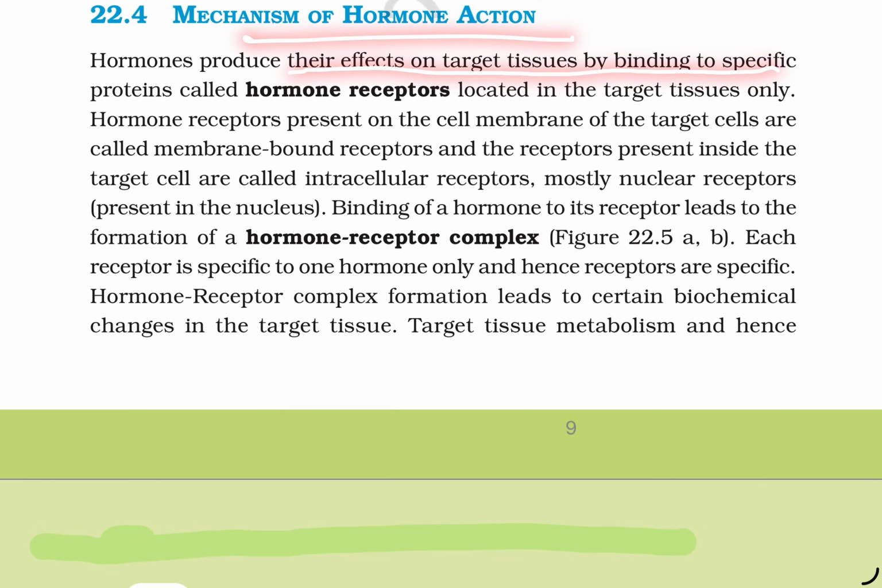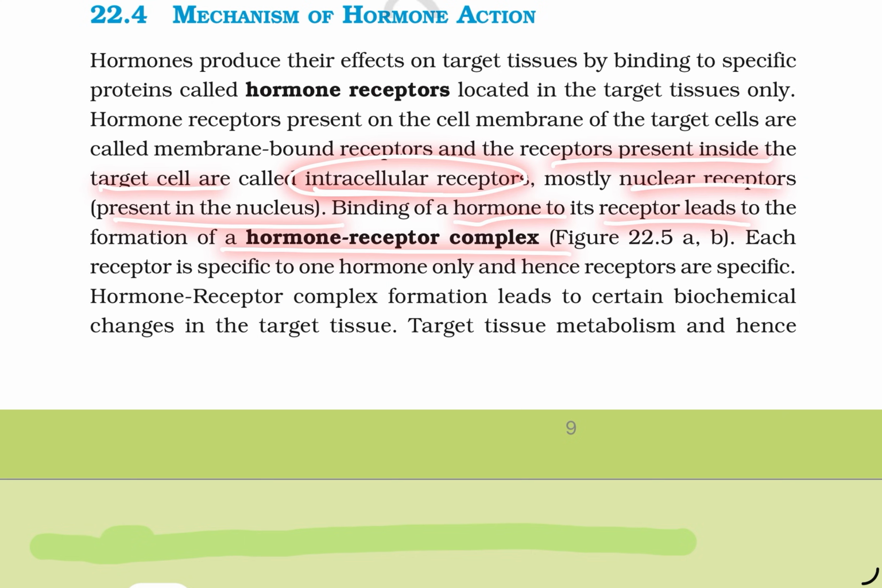Hormones produce their effect on a target tissue by binding to a specific protein called a hormone receptor, located in the target tissues only. The hormone receptor present in the cell membrane of the target cells is called a membrane-bound receptor. The receptor present inside the target cells is an intracellular receptor, mostly a nuclear receptor present in the nucleus. Binding of the hormone to the receptor leads to the formation of a hormone-receptor complex. Each receptor is specific to one hormone only.